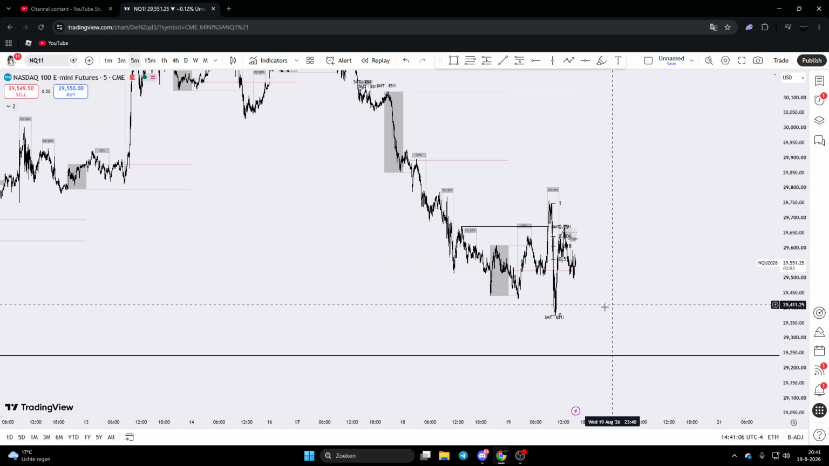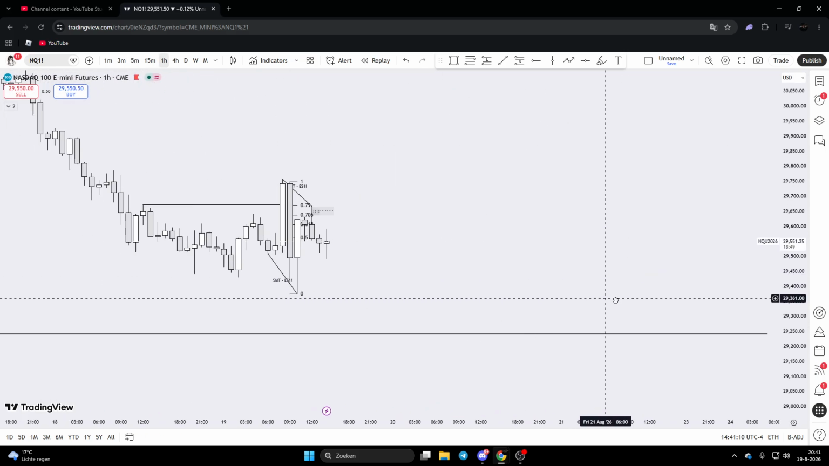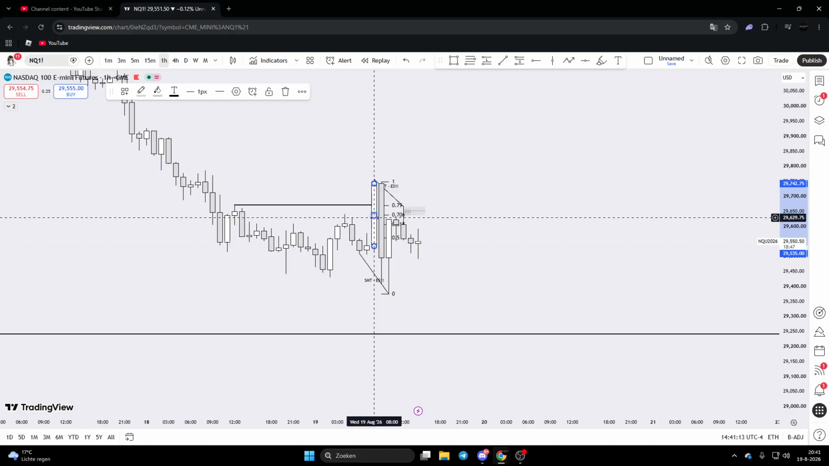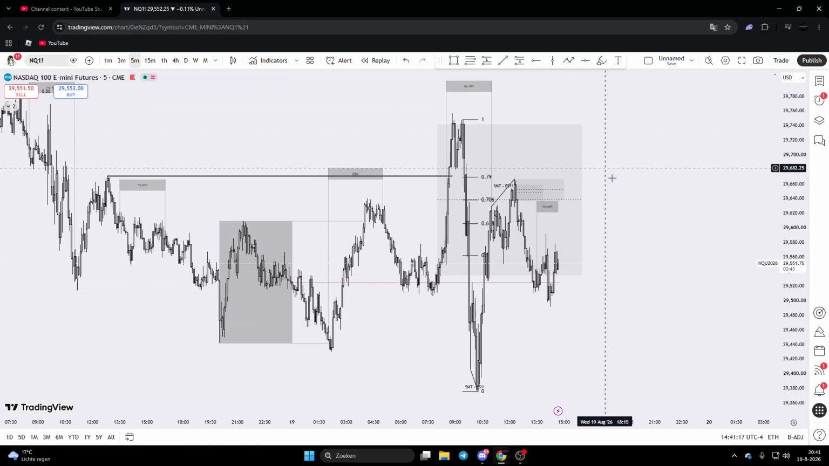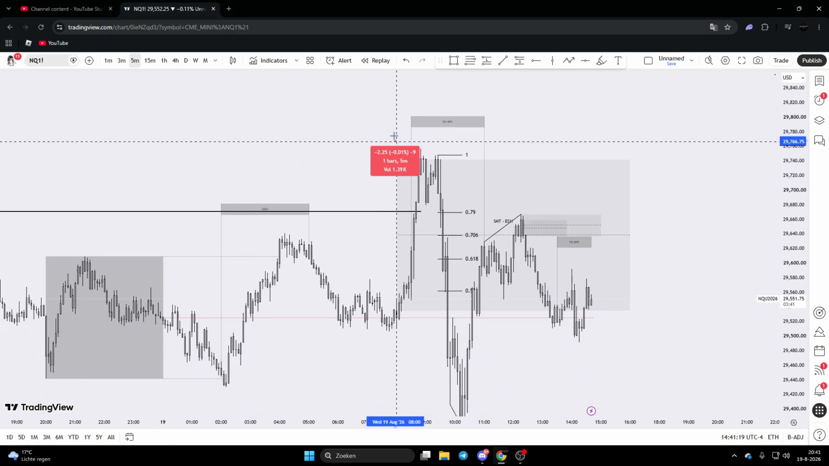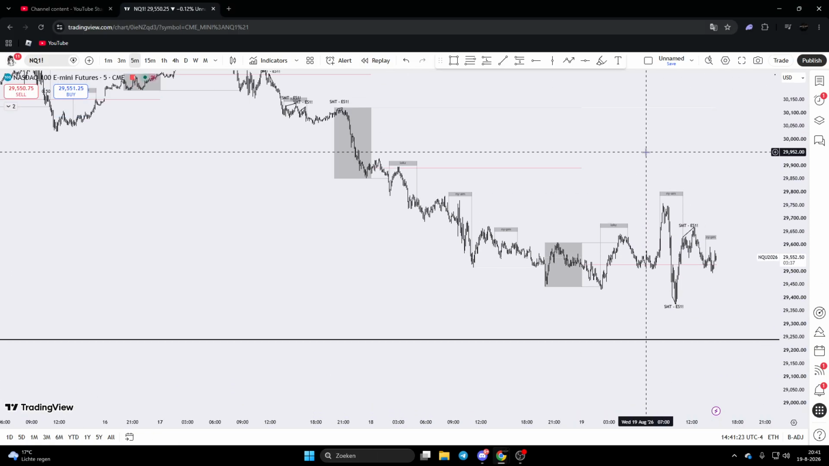I expect us to just go lower, to be honest. I don't know what we did on the 1 hour. We also had this order block that was aligning. Holy, this was such an obvious area to short. Anyway, that was a trade recap and daily recap.